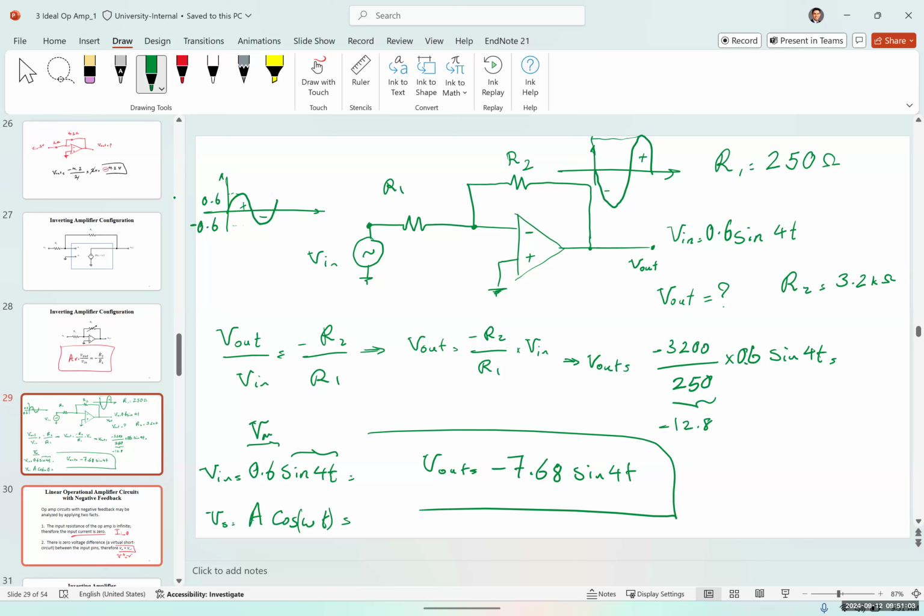And the amplitude here would be 7.68. It's gonna go to 7.6 with the same frequency. So the frequency remains the same.